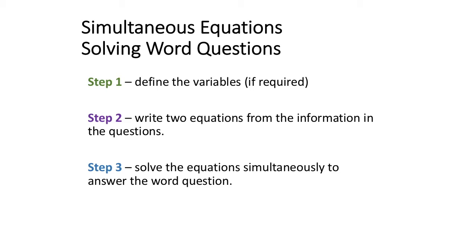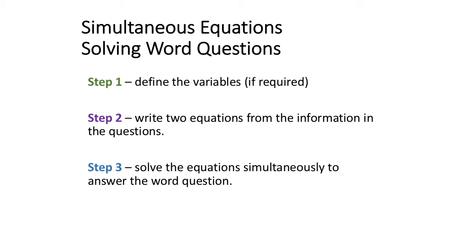Step 2 is to write two equations for the information in the question. Again, sometimes this will be given to you. Other times you will need to develop those equations by yourself. And then step 3, after you have those two equations, go through and solve the equations simultaneously to be able to answer what the word question is asking you to answer.